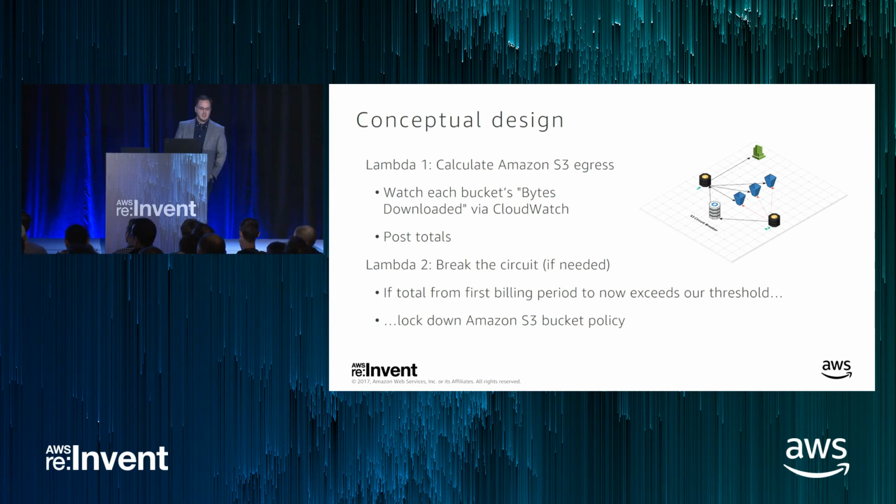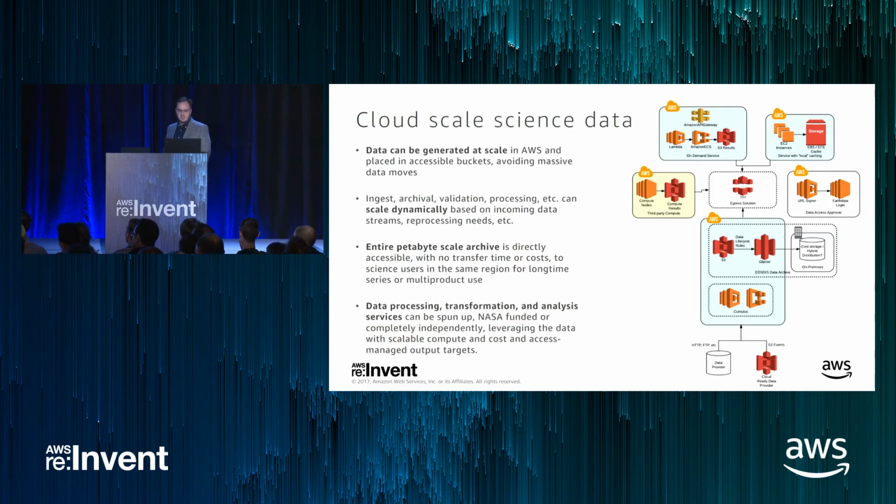Okay? All right. So where does that put us? It puts us here: cloud scale science data. So we get to this architecture. We can generate data at scale in AWS, put the output in an S3 bucket, and make it available that way. We have ingest, archive, distribution, and processing that can all scale dynamically.